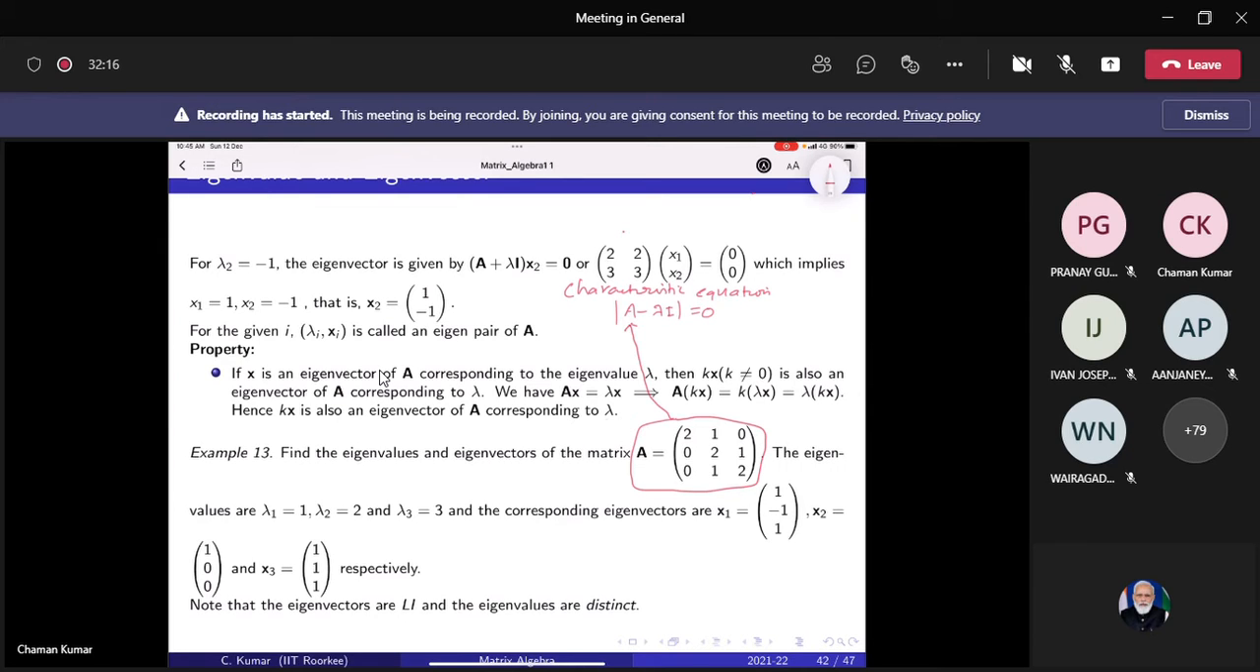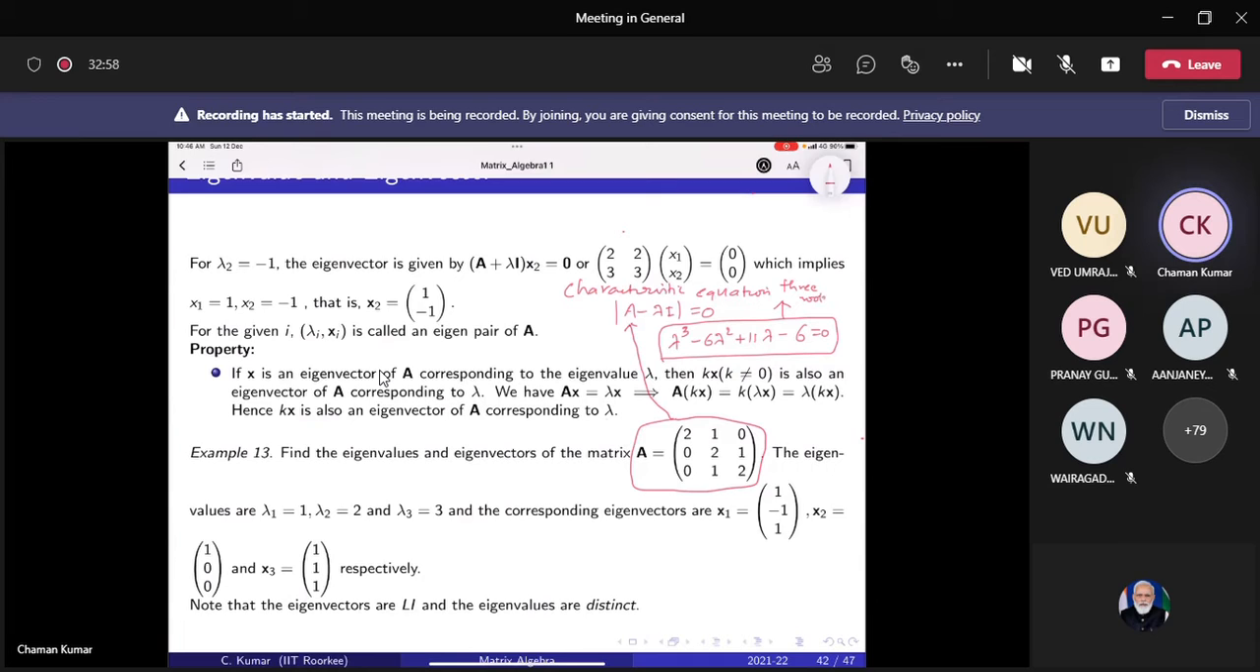So it will be lambda cube minus 6 lambda square plus 11 lambda minus 6, and this is equal to 0. So this is the characteristic equation. Now this is a polynomial. The characteristic polynomial is a polynomial of order 3. So this equation will have 3 roots.